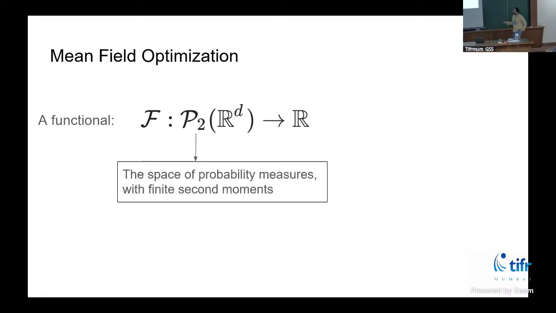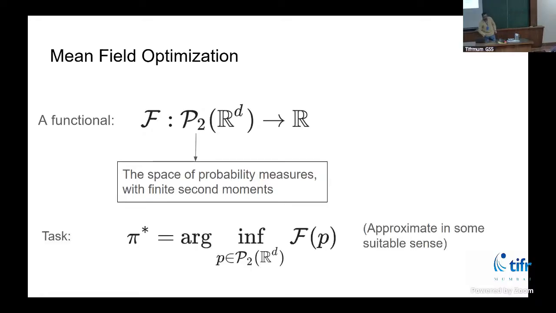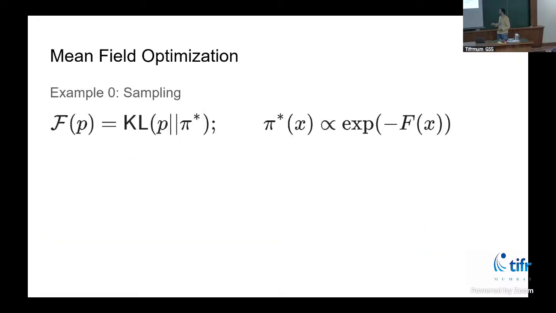So this is the space of probability measures with finite second moments, and this is the functional. So the task is to find pi star equal to the argmin of this functional as p belongs to this space. I'll make the assumptions. So this is the overarching theme.